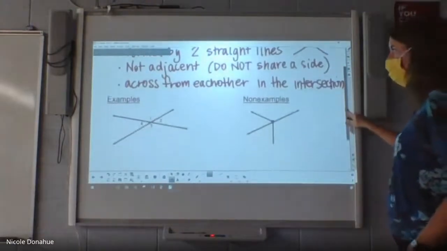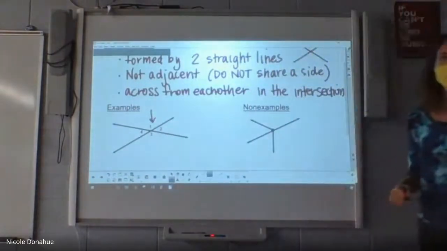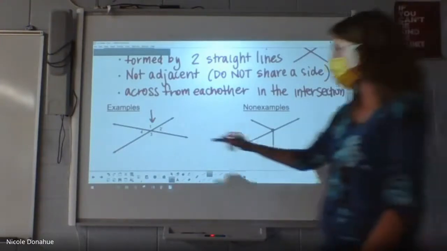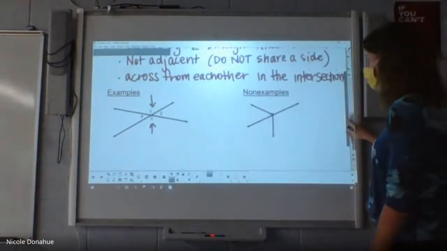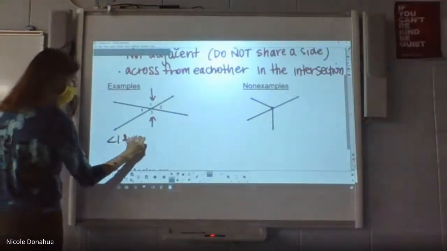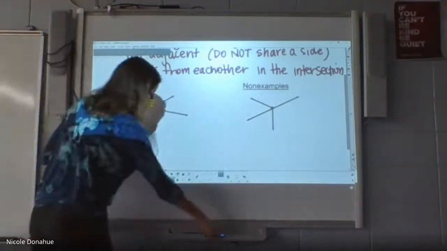So I'm talking about angle 1. What's its vertical angle? What's across from it in the intersection? Angle 3. So across from it would be angle 3. So 1 and 3 would be vertical angles. That'd be our pair. Is there another pair of vertical angles in this drawing? Yeah, 2 and 4 would also be a pair of vertical angles, just another one.